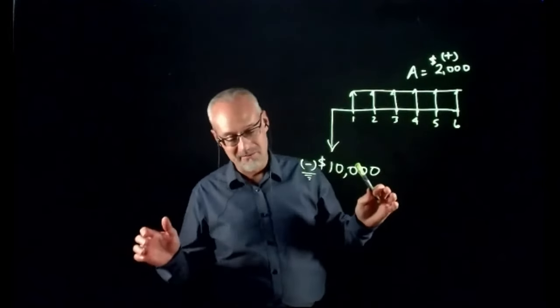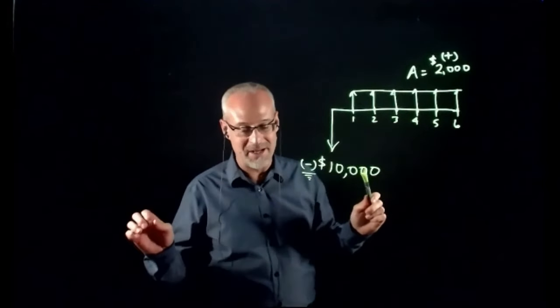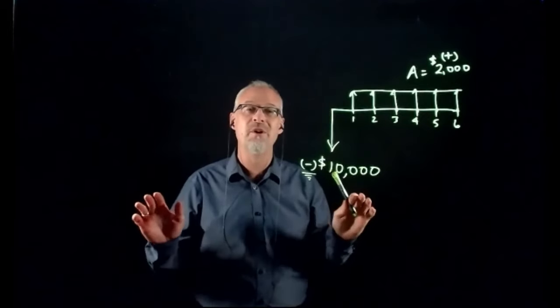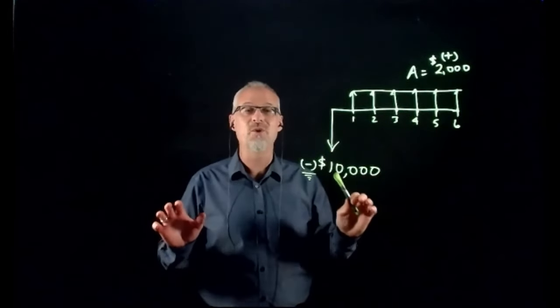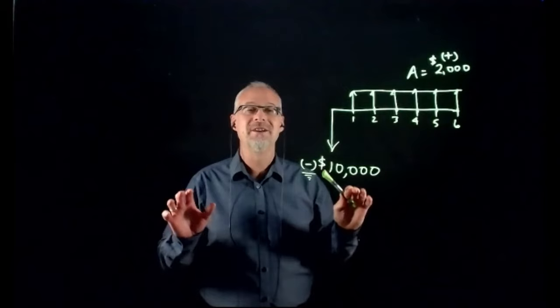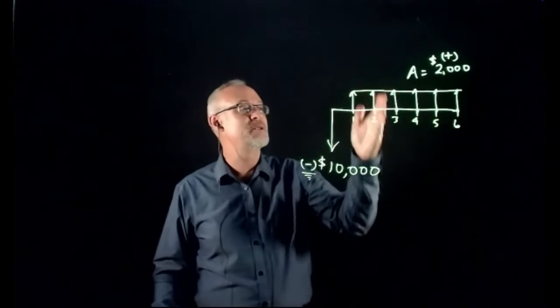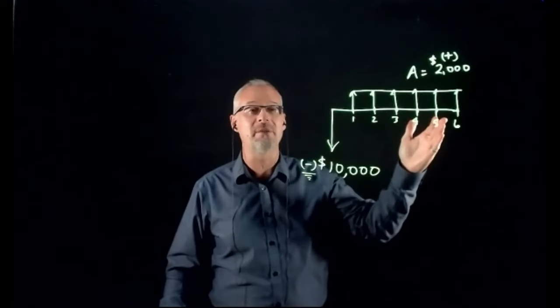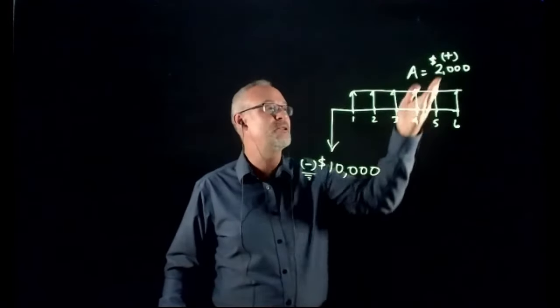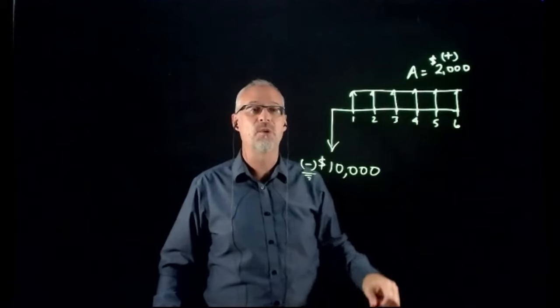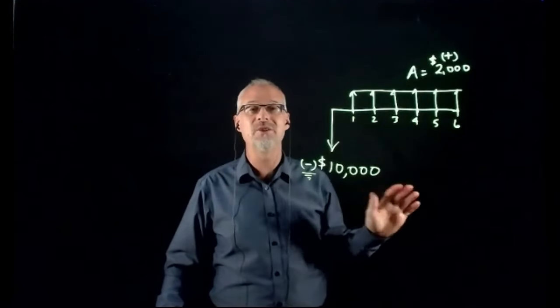Time value of money is really what I was looking for. Remember that golden rule. You cannot add and subtract dollar amounts that occur at different points in time. So if I have all these $2,000 occurring at all these different times, I can't add them up. I can't say $2,000 times 6 is $12,000. You can't do that.